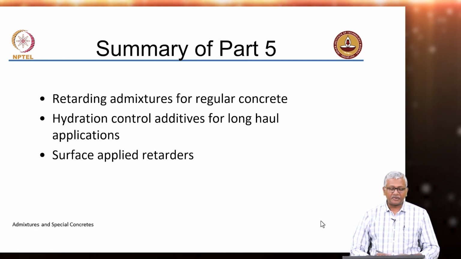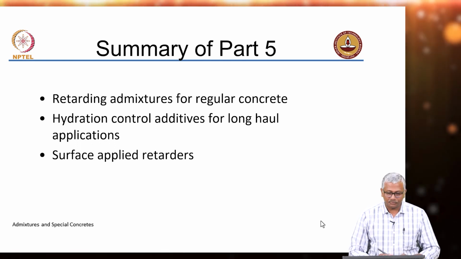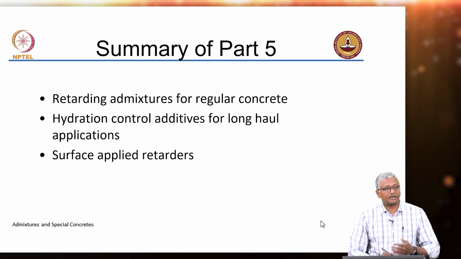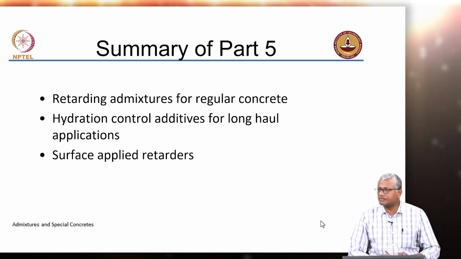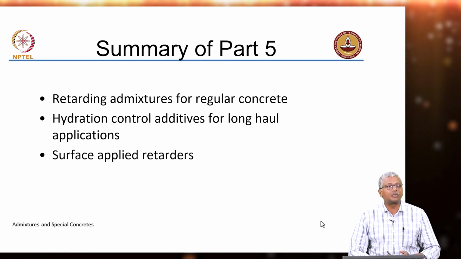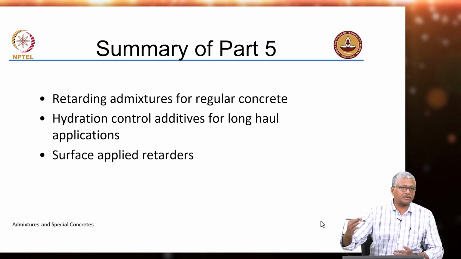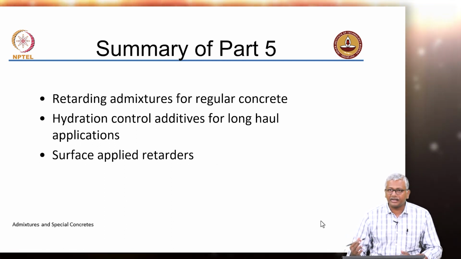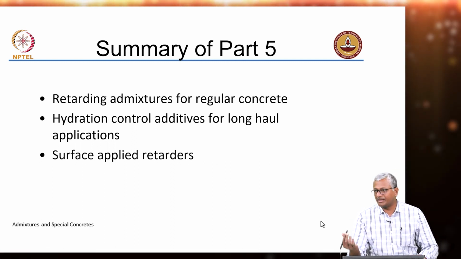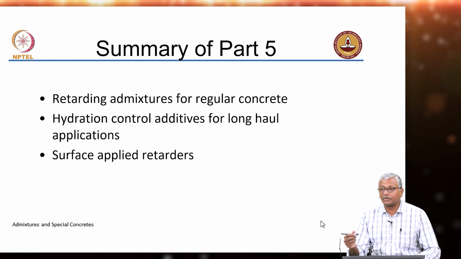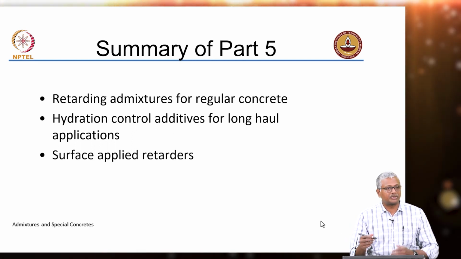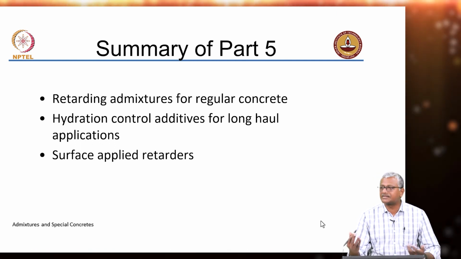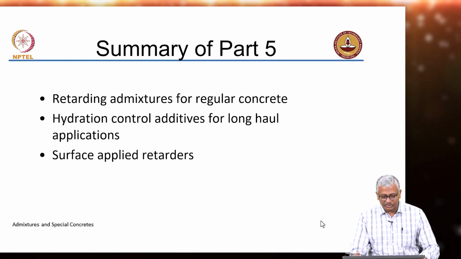Okay, so in the last part, we talked about retarding admixtures for long haul and regular applications, hydration control additives, like I gave an example of Delvo from Master Builders, where they are able to control the setting for a period of 6 to 8 hours and then accelerate the concrete setting and hardening so that by one day you get fairly normal strength. Okay. Then we also talked about surface retarders, which are important to get the kind of surface finishes and kind of aesthetic appearances that sometimes you desire.